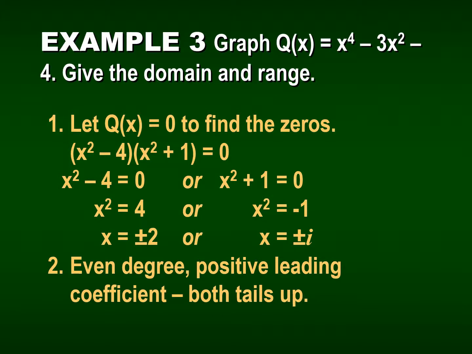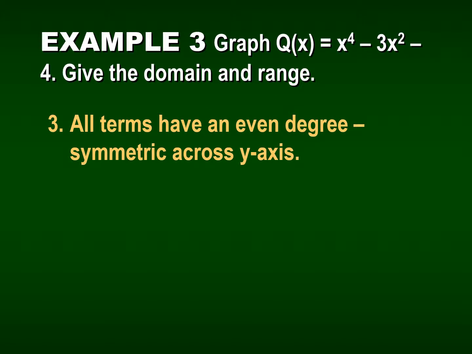So it's an even degree and positive leading coefficient. So if it's an even degree, that means that both tails are either up or down. But since it's a positive leading coefficient, that tells us that both tails are up. So all terms have an even degree, which means that we're symmetric across the y-axis. We also have a y-intercept of (0, -4).